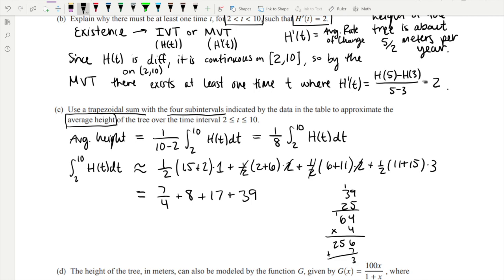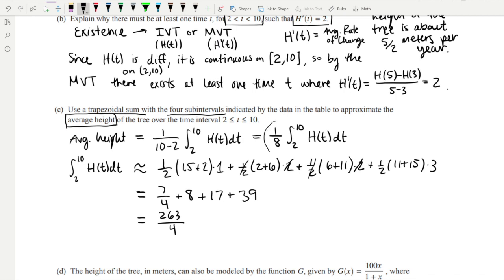We have 263. Okay, so this is 263 over 4. And that's our trapezoidal sum, which approximates the area from 2 to 10 under our function h of t. And we wanted to use that to approximate the average height.